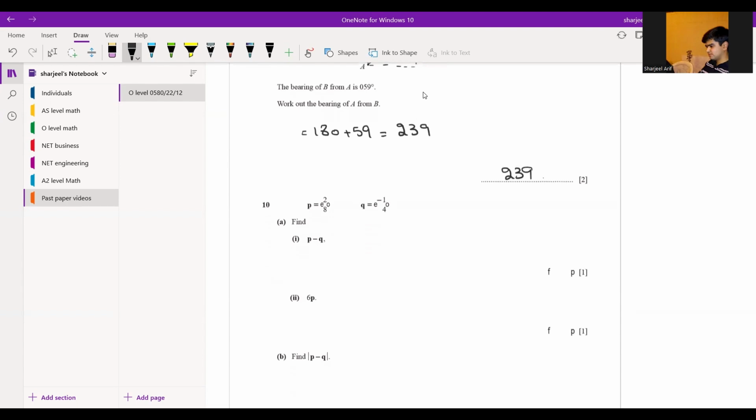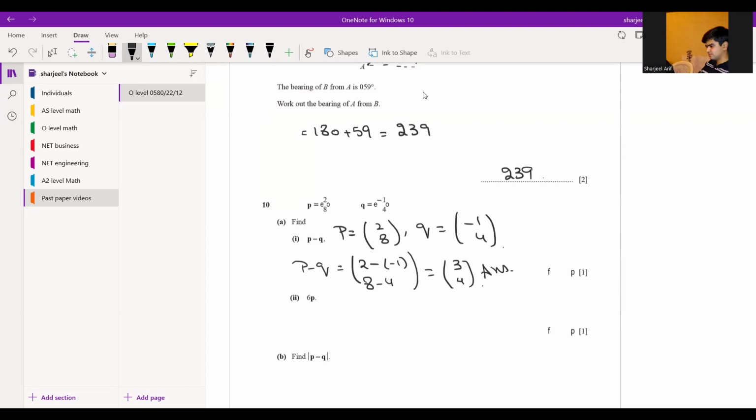Okay, for question number 10, it's a matrix question. I think something is misprinted in here. We have matrix P equals 2, 8, and matrix Q equals minus 1, 4. If we have to find P minus Q, we will just deduct Q from P by deducting each row with the corresponding row. So 2 minus minus 1 and 8 minus 4. So this will become 3 and 4. That would be our answer.